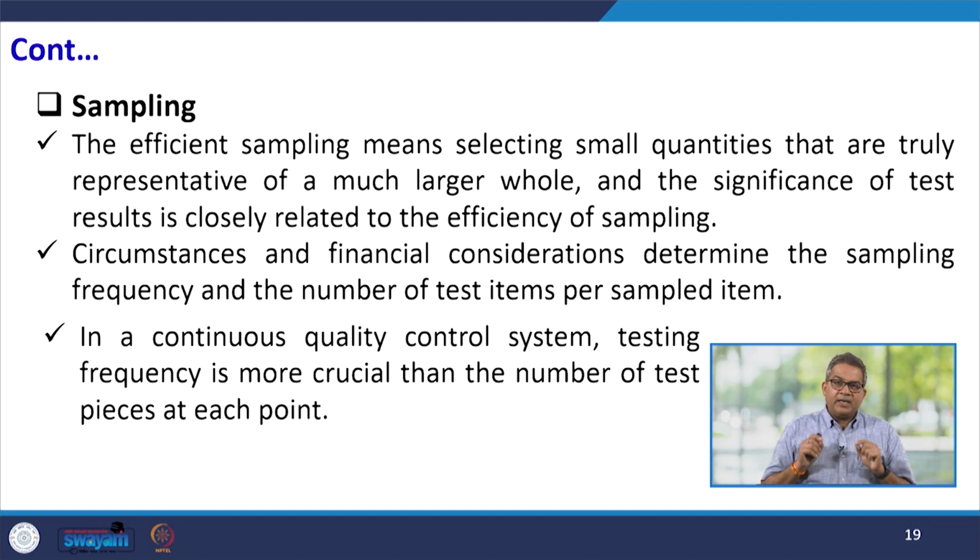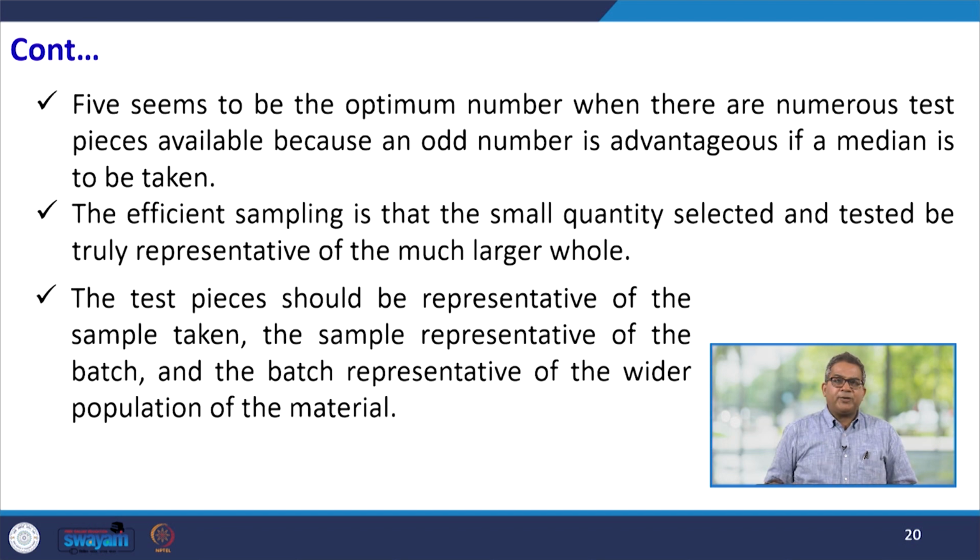Circumstances in the financial consideration determine the sampling frequency and the number of test items per sampled item. Now, in a continuous quality control system, testing frequency is more crucial than the number of test pieces at each point. Now, 5 seems to be the optimum number where there are numerous test pieces available, because an odd number is advantageous if the median is to be taken.